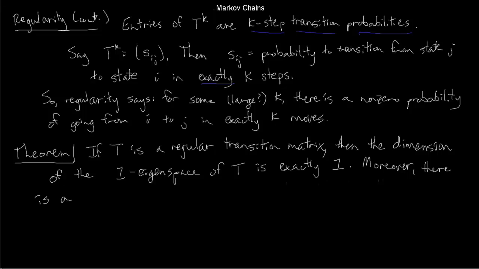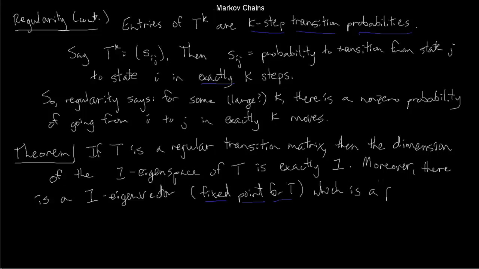And not only that, but that eigenspace, the entries all have the same sign. In particular, you can find a one eigenvector, a fixed point, which is also called a steady state vector for the system, that has all positive entries, and in particular you can scale it to be a probability vector. So there's a unique probability vector that's fixed by T.